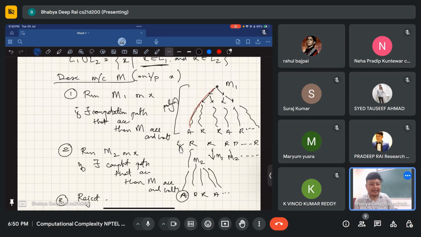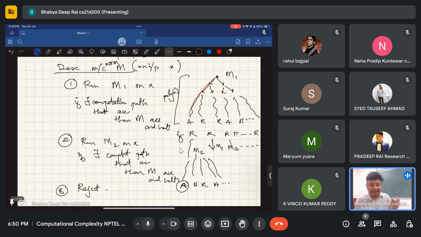Exactly. So this is a non-deterministic Turing machine. M is a non-deterministic Turing machine. And why is it enough to show that it is in NP? To show that it is in NP, I need a non-deterministic Turing machine that additionally runs in polynomial time. M1 ran in polynomial time, and M2 also ran in some polynomial time. Both of them run in polynomial time.